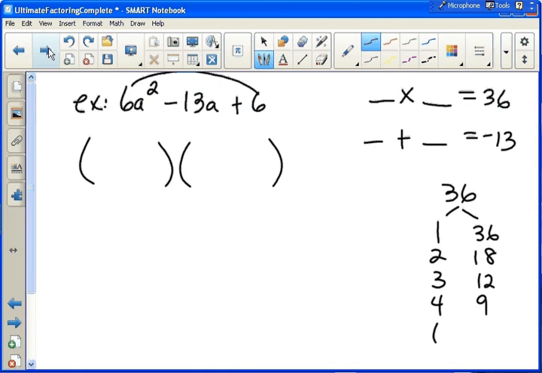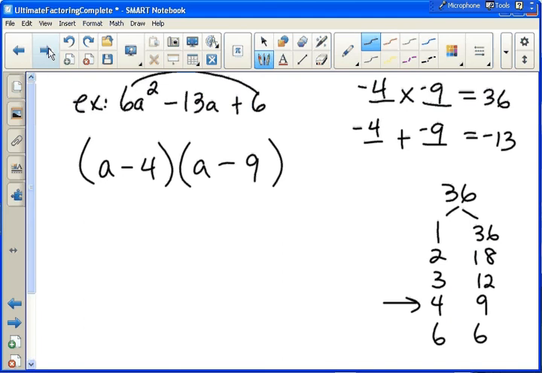Let's see which ones will be 13. That'll have to be 4 and 9. And it'll be a negative 4 and a negative 9 to add up to a negative 13. And a negative 4 times negative 9 multiplies to be 36. So I forgot earlier, but remember you put a's out front. And then we put our numbers in, minus 4, minus 9. So we go in front here, and we need to divide both those numbers by 6.